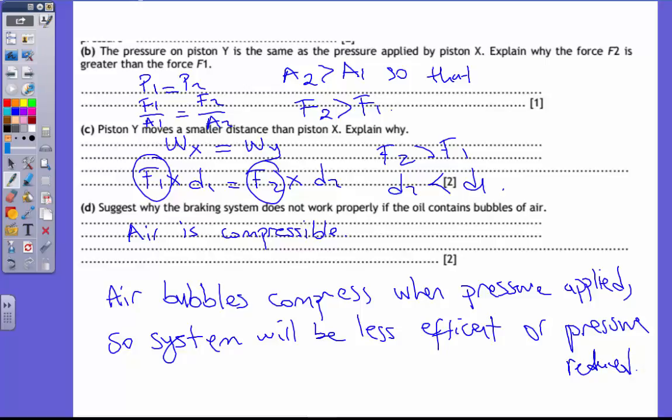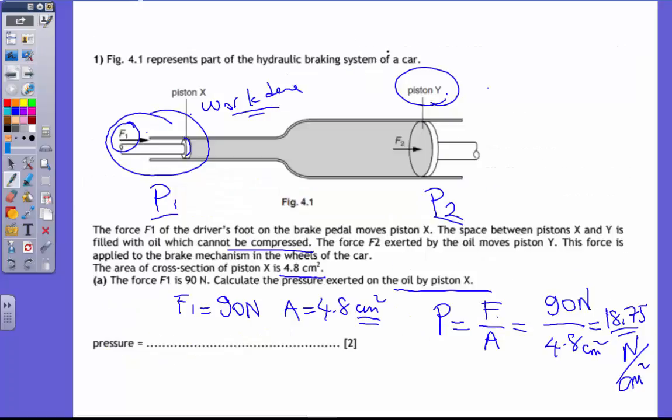So what exactly do we want in this hydraulic braking system? When we apply pressure to piston X, we want to get the same pressure on piston Y. We don't want a bigger or smaller one. You want equal pressure on both. So the liquid transmits the pressure equally to piston Y. But if this oil contains air bubbles, it couldn't do it.